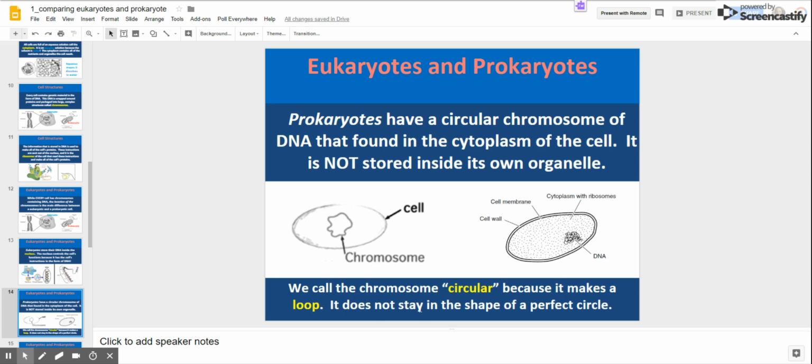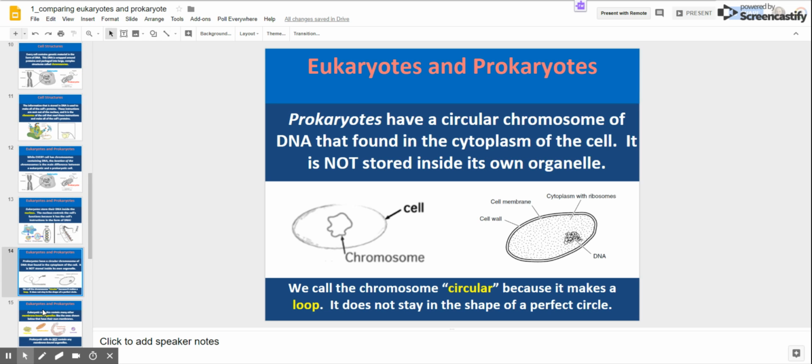We call the chromosome circular because it makes a loop. So you can see this loop here. It does not stay in the shape of a perfect circle. So look for the loops, not necessarily a perfect circle, versus the X's and the lines.